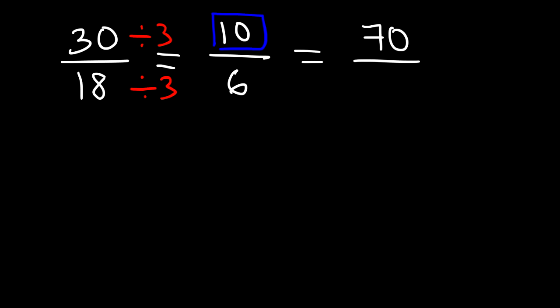Now how can we go from 10 to 70? Well, we know that 10 times 7 is 70, and so 6 times 7 will give us the missing value of 42. So 30 over 18 is equal to 10 over 6, which is equal to 70 over 42.